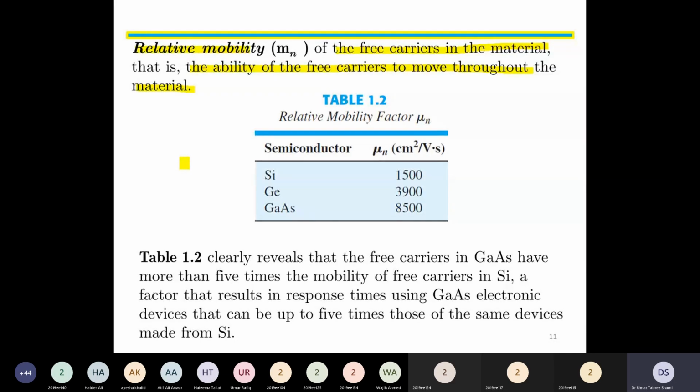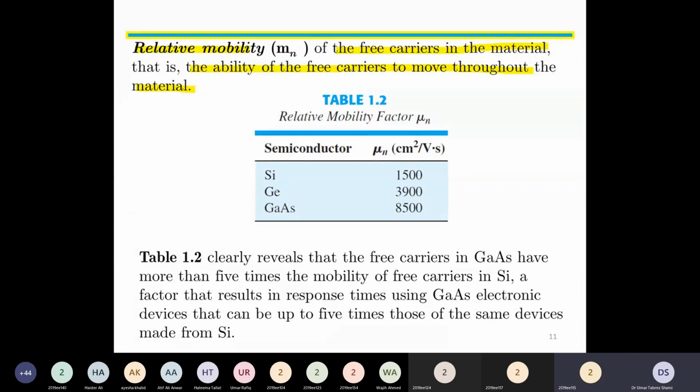Table 1.2 shows that free carriers in gallium arsenide have more than 5 times the mobility of free carriers in silicon, a factor that results in response times of gallium arsenide electronic devices that can be up to 5 times those of the same device made from silicon. So for very high speed electronics, we would definitely prefer gallium arsenide.